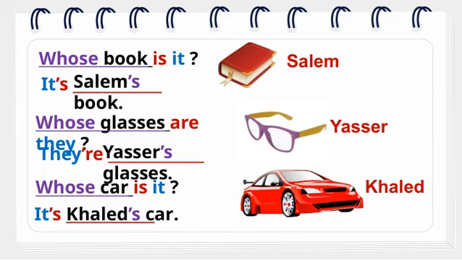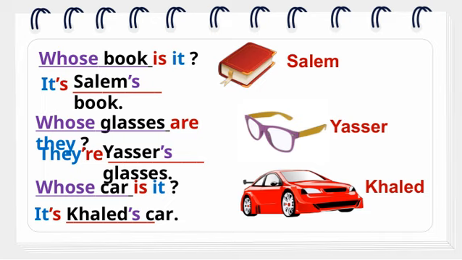Next, we have Yasser's glasses. Notice that glasses is plural, so we say their, which is short for they are. The question again is, whose glasses are they? And the answer is Yasser. This pattern helps us practice how to ask and answer about ownership clearly.